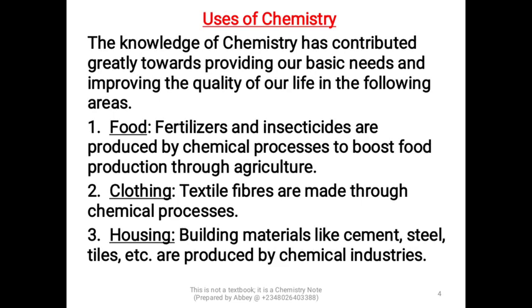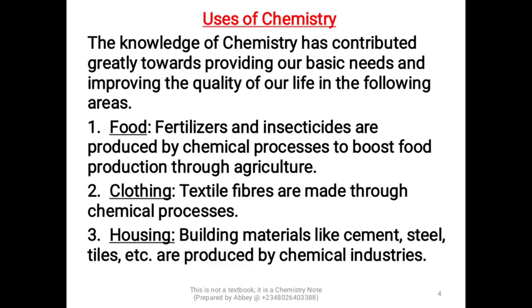Now let's look at the uses of chemistry. That is the knowledge that we gain in chemistry. How do they help in the improvement of the quality of lives of people? For example, number one, in food, fertilizers and insecticides are produced by chemical processes to boost food production through agriculture. So fertilizers are chemicals, insecticides are chemicals. All these things are needed by our farmers in order to boost food production.